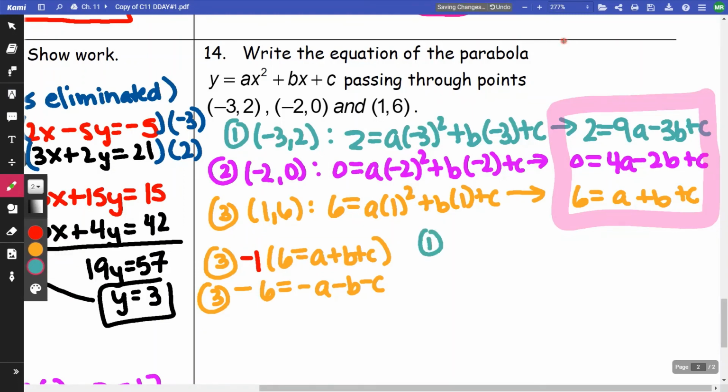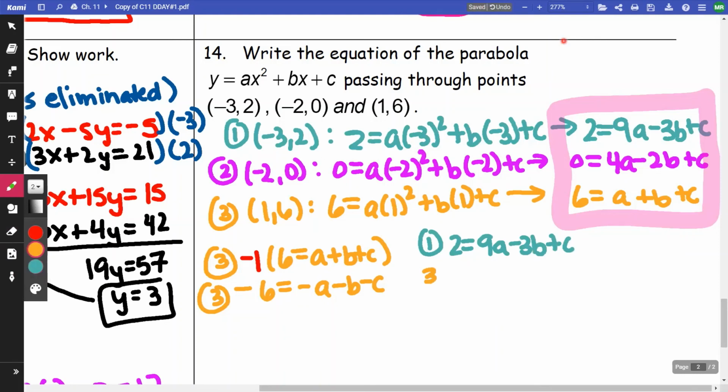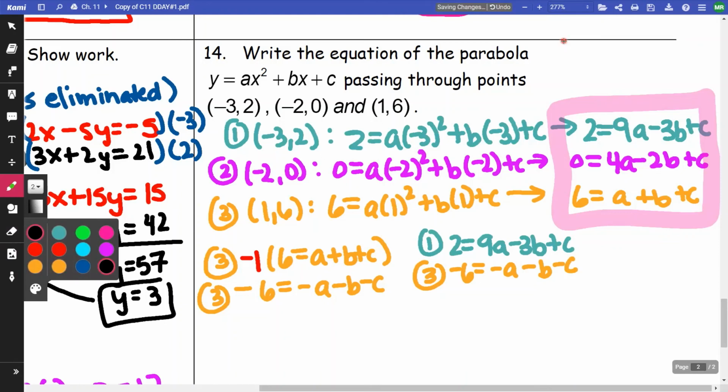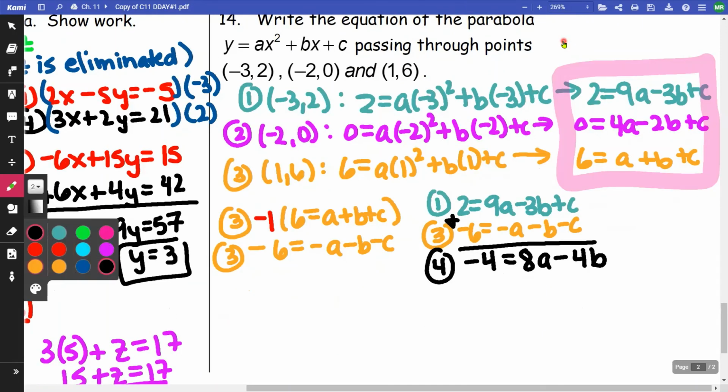So when I use it with equation 1, I get 2 is equal to 9a minus 3b plus c. Equation 3 is -6 is equal to -a minus b minus c. When I add this together, I end up getting -4 is equal to 8a minus 4b. And that's going to be equation 4. Now I can divide everything by 4, but let's see what happens with the other equation.